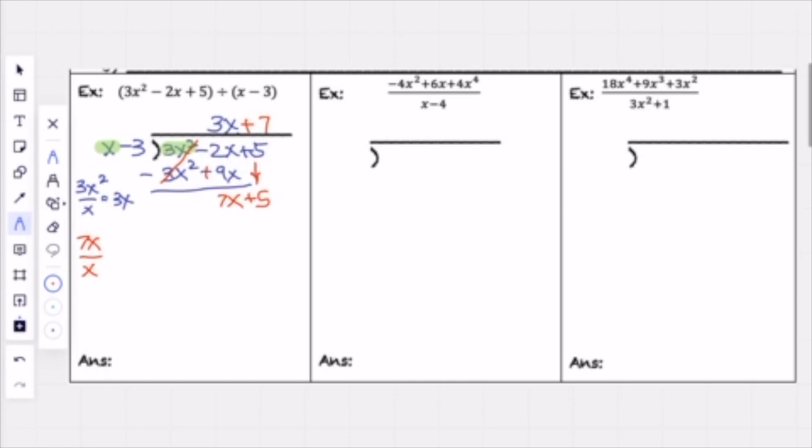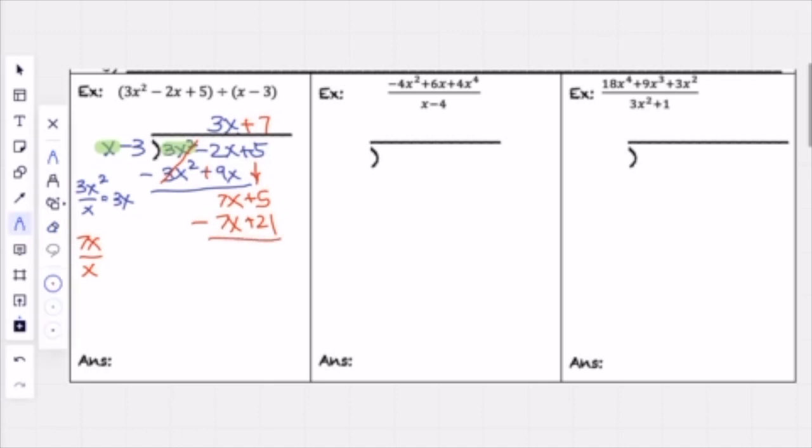And now I'm going to multiply through this part of my quotient with my divisor. So 7 times negative 3 is negative 21. 7 times x is 7x, okay? And we are going to subtract this, and remember it's like subtracting in parentheses, so I need to distribute the negative through. So that's going to be negative 7x plus 21, right? Okay, and so I don't need those parentheses anymore.